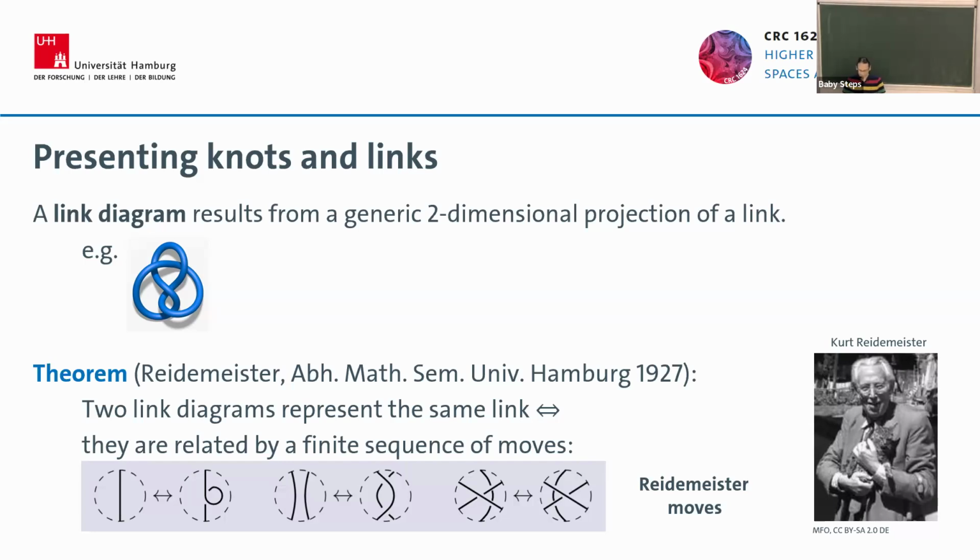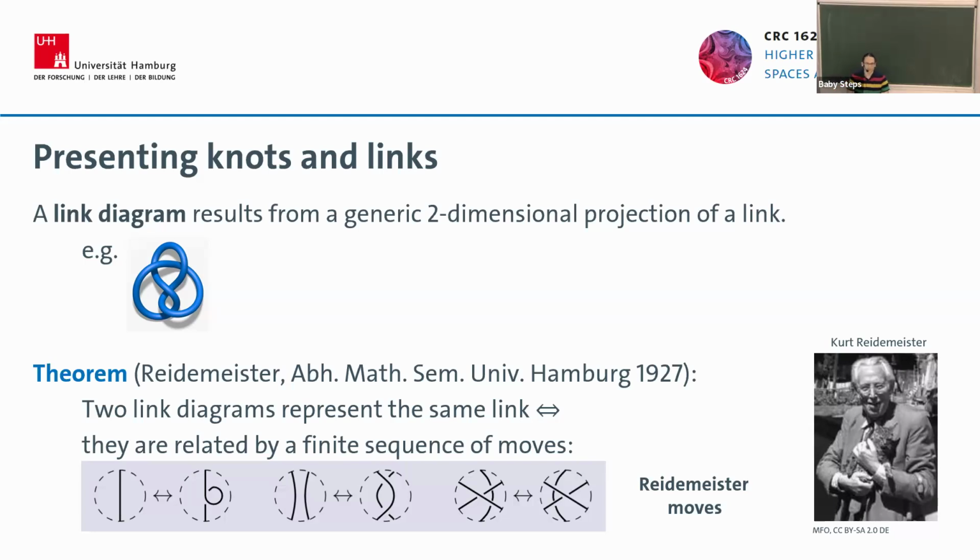Now, the theorem says that 2 diagrams represent the same link if and only if they are related by a finite sequence of moves that we now call Reidemeister moves. They're pictured here. There are 3 types of moves. In a picture, you can replace a single strand by a little curl or the other way around. If you see 2 parallel strands, you can pass one over the other. And if you have 3 crossings in such a configuration, so 3 strands crossing each other, then you can pass 1 strand underneath another crossing.